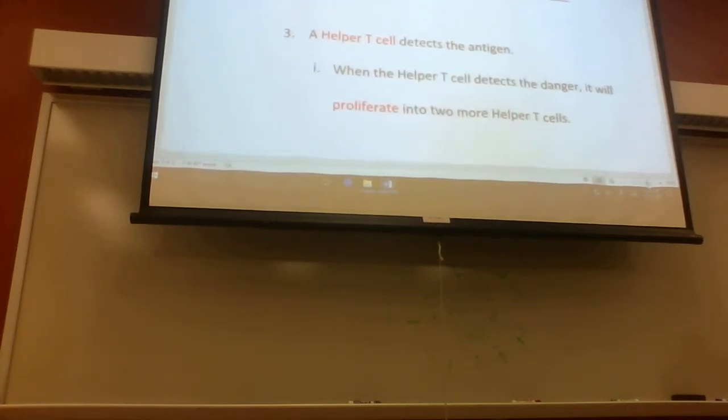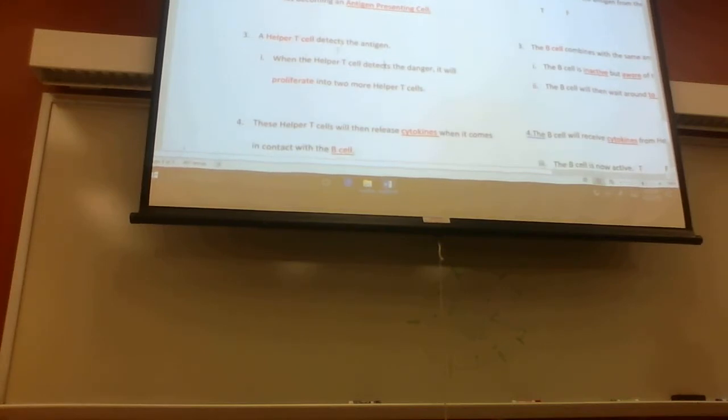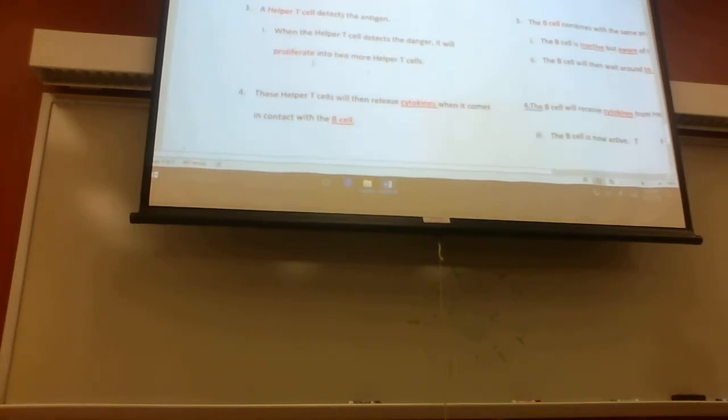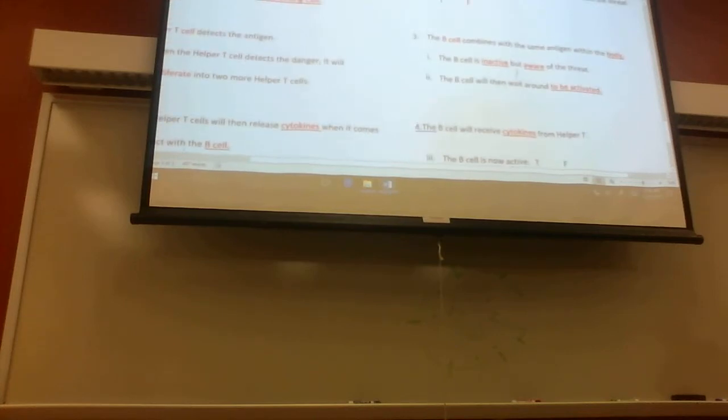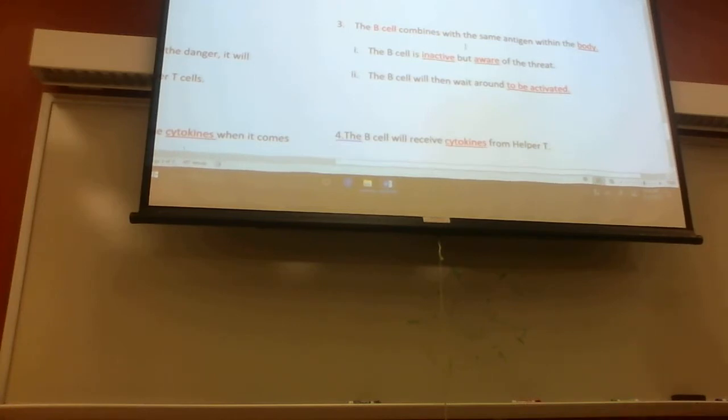So on your left side, step 3, a helper T cell detects the antigen, right? Because we're talking about the antigen presenting cell. Okay? Helper T cell detects the antigen. When a helper T cell detects the danger, it will proliferate into 2 more helper T cells, just like at the beginning, the first one we did, just like the cytotoxic T cells.